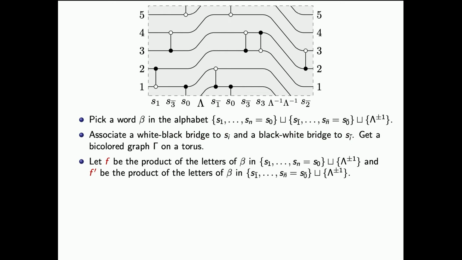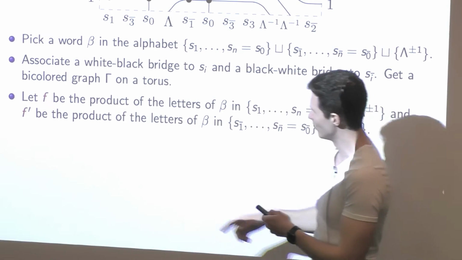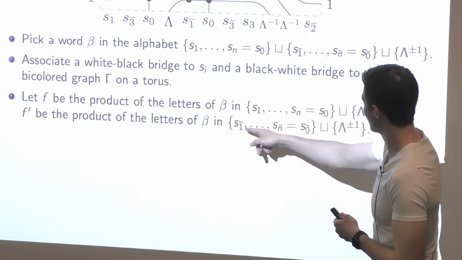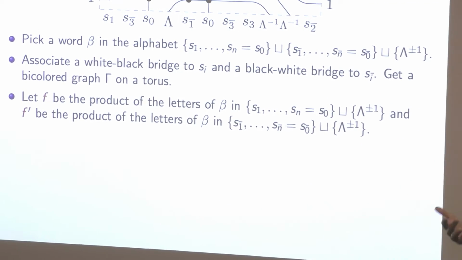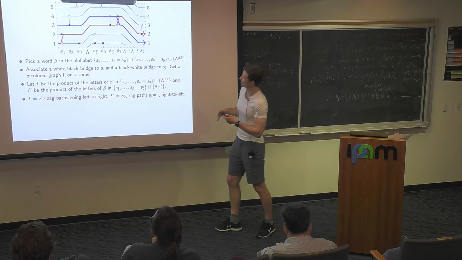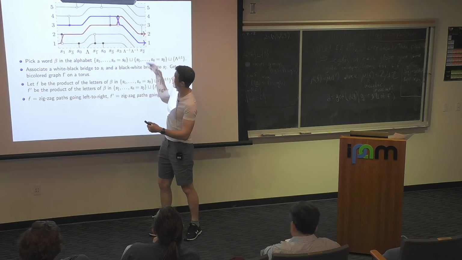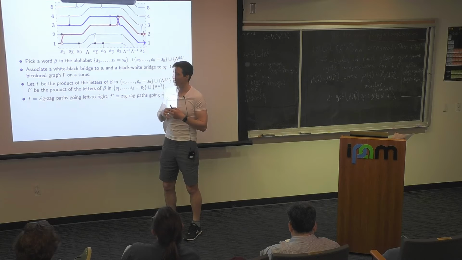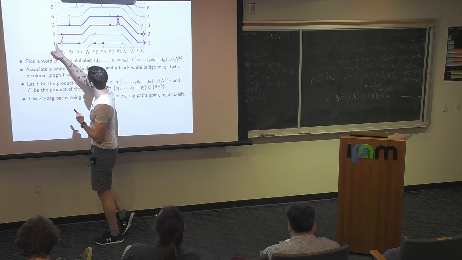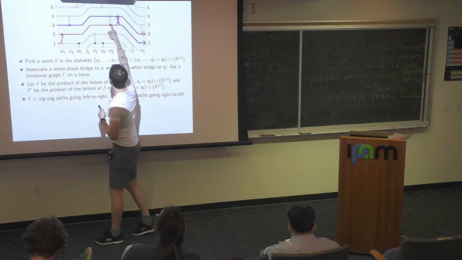So, naturally, from this construction, you can associate two different affine permutations. Basically, you can ignore the S_i bars, and you get an affine permutation f, or you can ignore the S_i's, and then you get the affine permutation f prime. And the meaning of these affine permutations is, if you look at zigzag paths in this graph, all zigzag paths are either going to go from left to right or from right to left. And the ones that go from left to right are, so this one turns left at white, right at black.